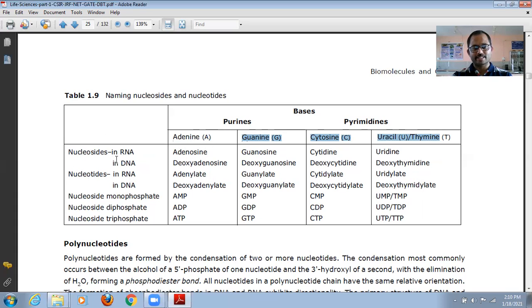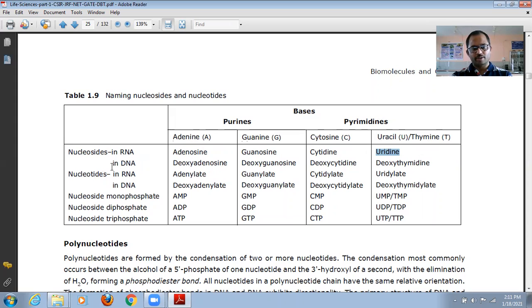Now, nucleosides in the RNA. Remember, this is nucleoside, not nucleotide, because here the phosphates are not involved. That's what is known as the nucleoside. So nucleosides in the RNA are adenosine, guanosine, cytidine, and uridine. Uridine is there in place of thymine, so uridine replaces thymine in the case of RNA.